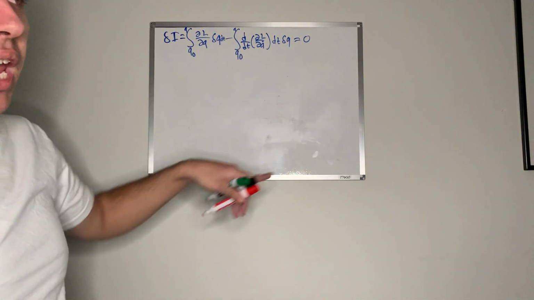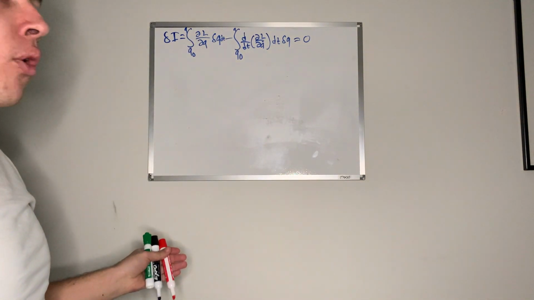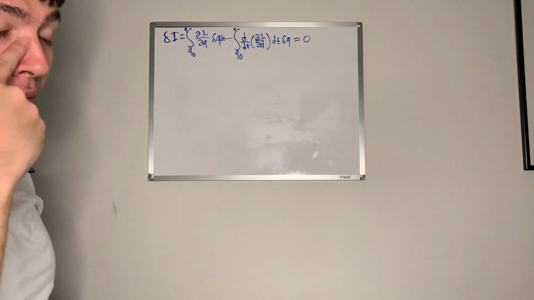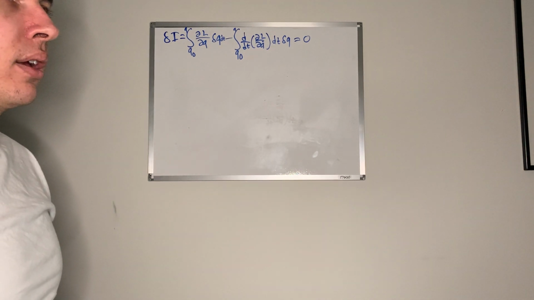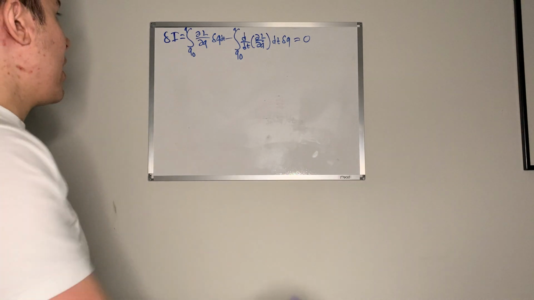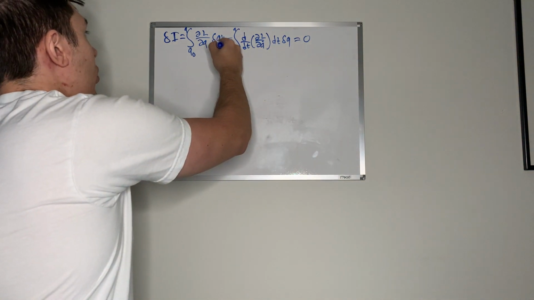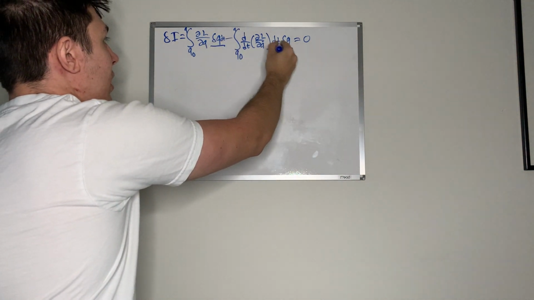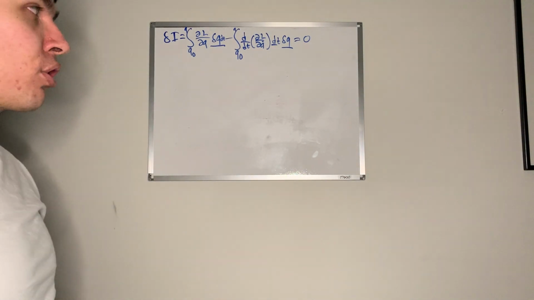I want to recombine these integrals, right? So if I were to recombine these integrals, is there anything I could factor out? The answer is yes. I have a delta q dt here and a delta q dt here, so I'm just going to factor that out of both terms.